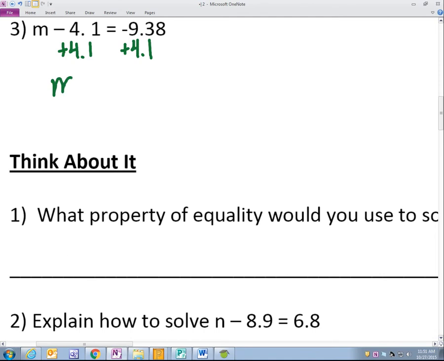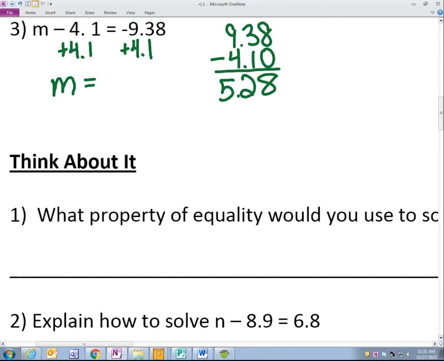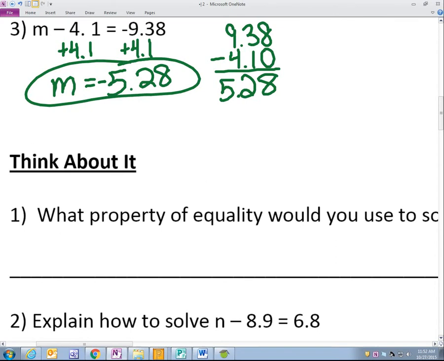So this is just m over here. And then I have my integer rules. It's 2 different signs. So I'm going to subtract the smaller one. And the -9 is the bigger number, so I'm going to make that negative. There we go. And if you're lost on that, you need to have your integer rule stuff out when we work.